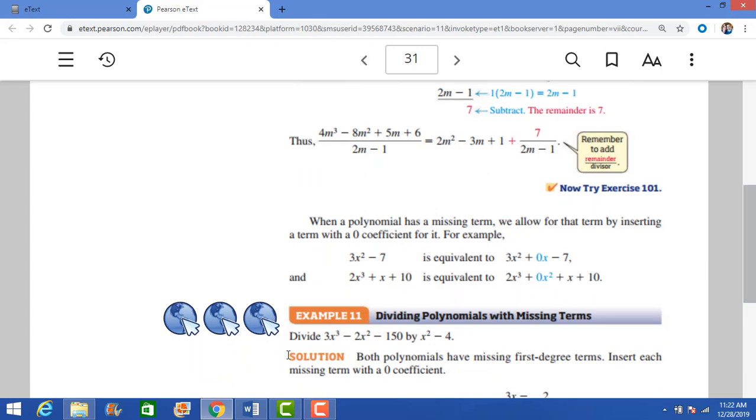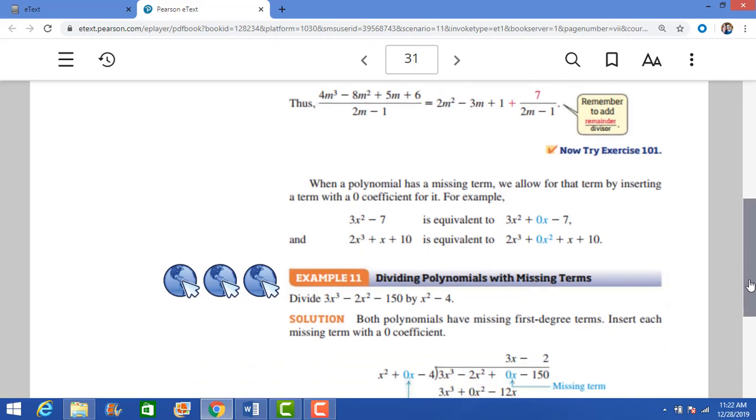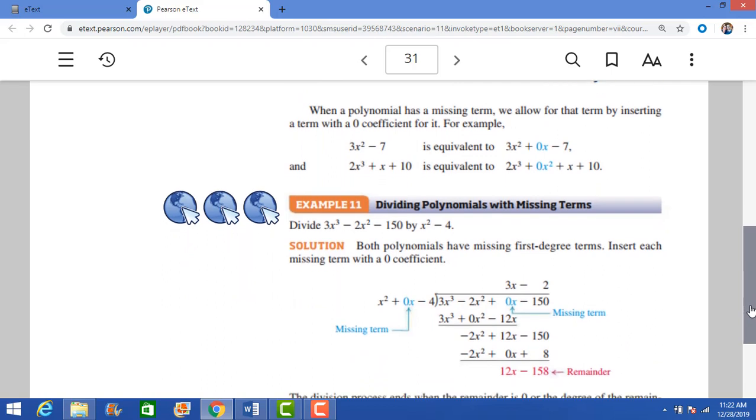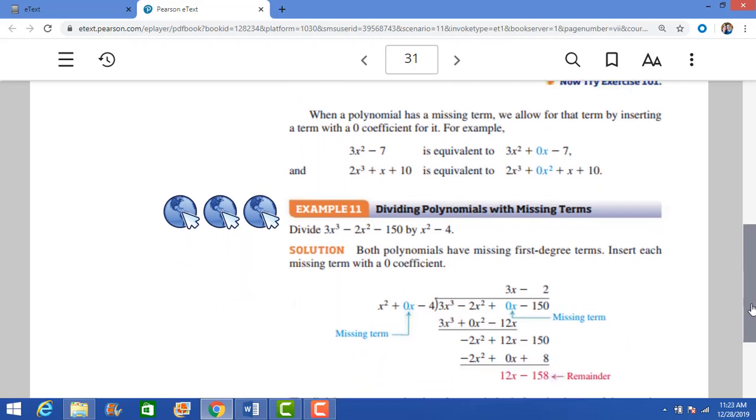So if we want to divide these two polynomials, we're going to end up having a placeholder in both of them. Okay. So we're going to rewrite this with a zero coefficient here, or a zero term and a zero term here. Okay. And then we're going to do the same process. So now what we're going to do is we're going to say, okay, we want x squared. Okay.